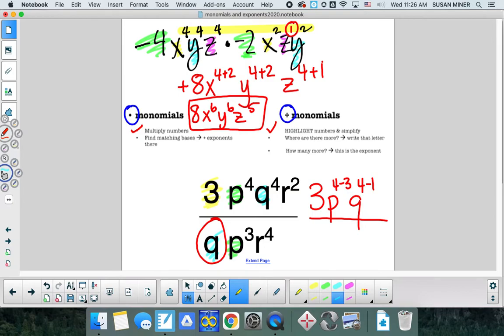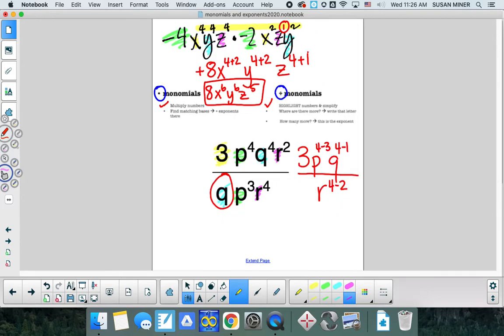Okay. Then finally, here's an R, here's an R. Where are there more R's? Well, there's more R's in the bottom this time, so R is going to end up down here, 4 minus 2. Now I'm just going to simplify one last time, right? And so I end up with 3 to the p to the first, q to the third, divided by R squared. And that is as simplified as I can make it. I cannot go any farther, so I'm just going to leave it just like a fraction, just like that.